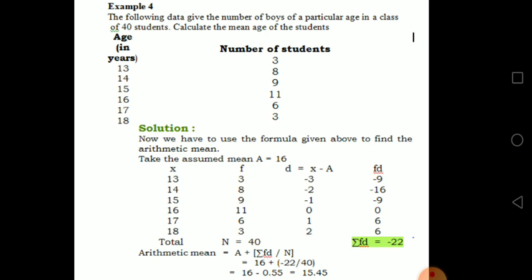Here the mean is 15.45. Of course, you can always use the direct method for this and you will still get the same answer. You can always try this.